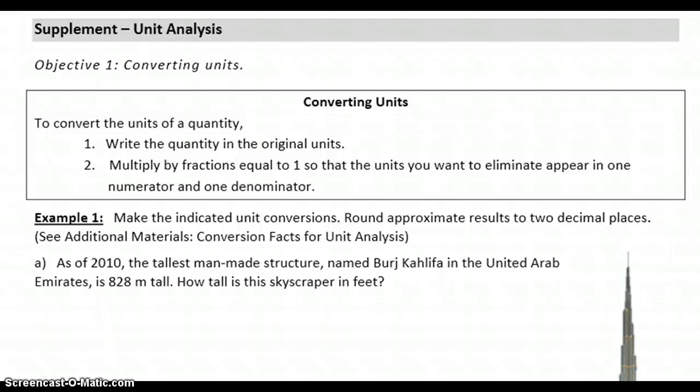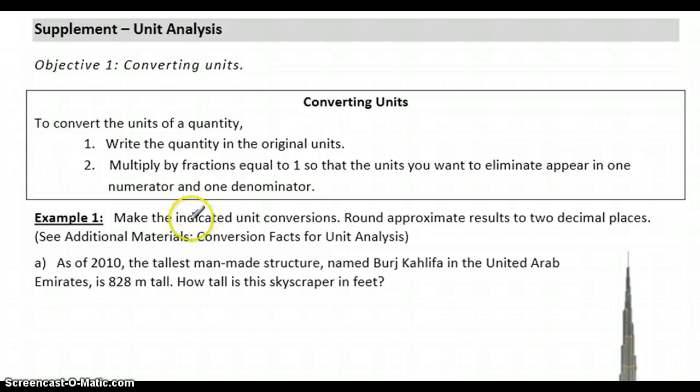We're going to look at a couple of unit analysis problems. Now, the tip for converting units is to start by writing the quantity in original units and then multiply by a fraction equal to 1 so that the units you want to eliminate appear in one numerator and one denominator.